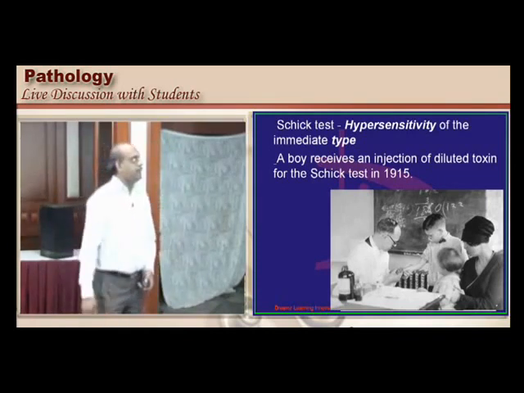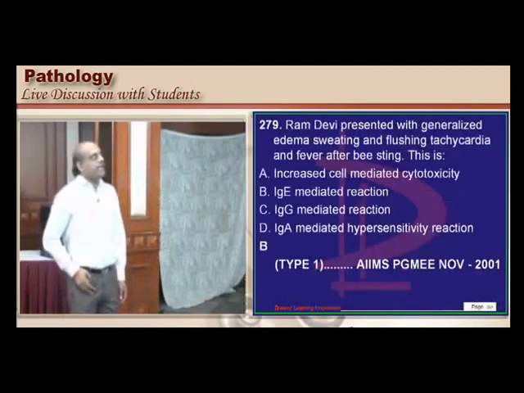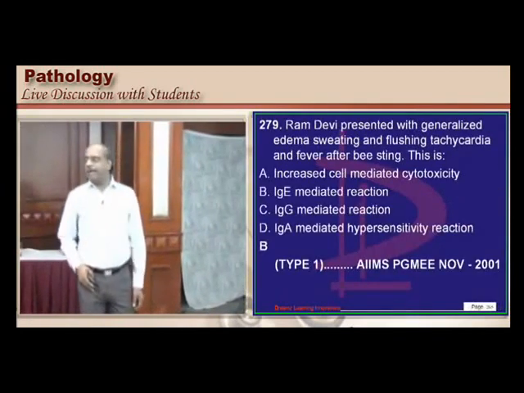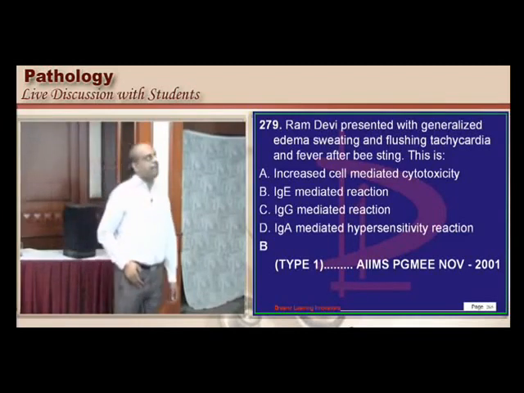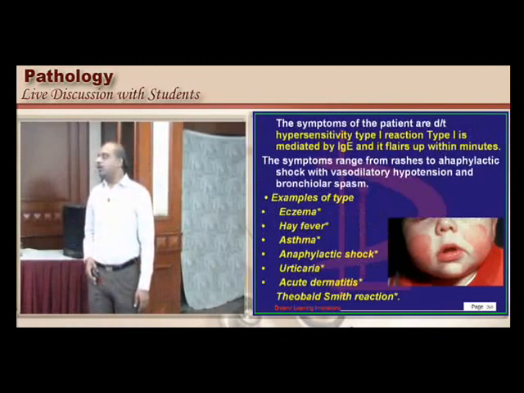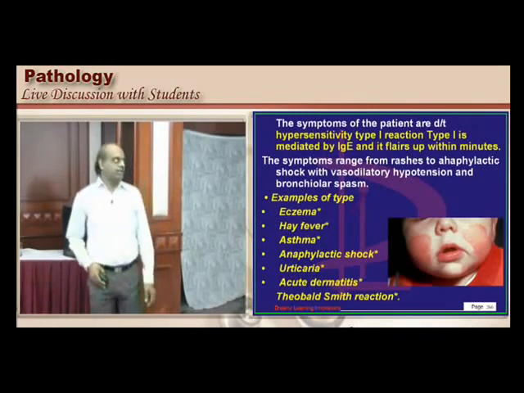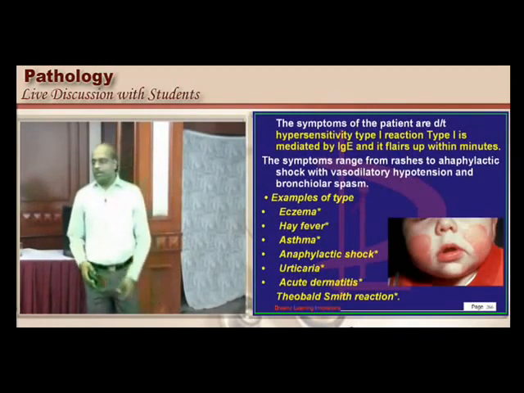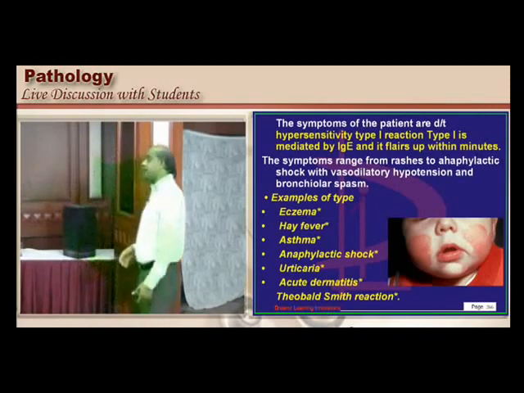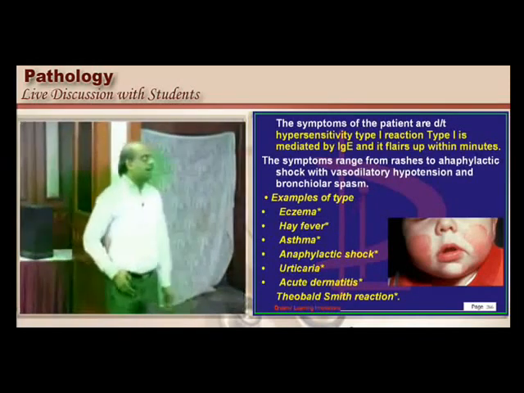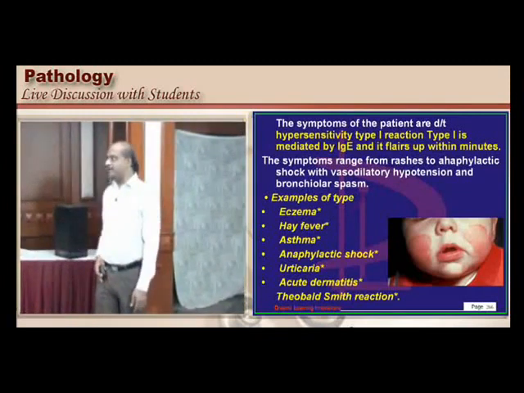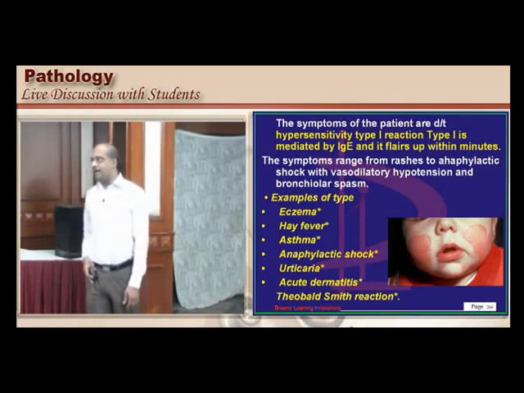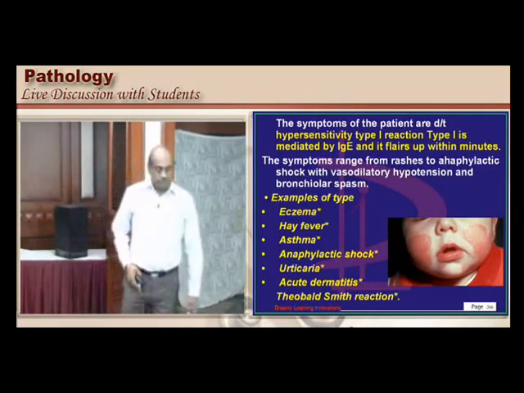Okay. Now, the patient has a generalized edema, sweating, flushing, tachycardia, fever after the bee sting. They are all the classical examples of a type 1 reaction, which is an immunoglobulin E mediated reaction, is what you need to basically remember. Can you quickly give what are all the examples of IgE mediated phenomena? The eczema, hay fever, asthma, urticaria, acute dermatitis and Theobald-Smith phenomena, they are all basically the IgE mediated phenomena.